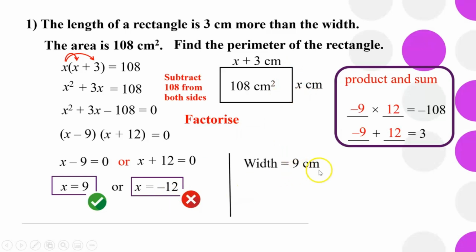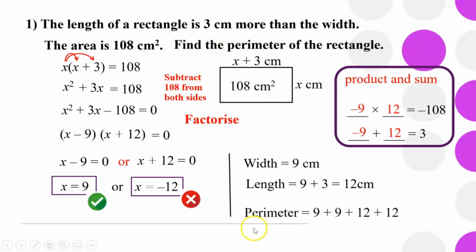The width is 9 centimeters and the length is the width plus 3 centimeters. So that gives us 9 plus 3, that's 12. And we need to find the perimeter of the rectangle. To find the perimeter, we add all the sides, and that will give us 42 centimeters.